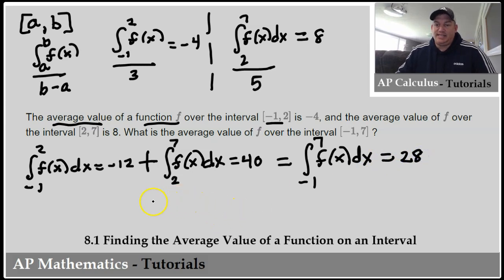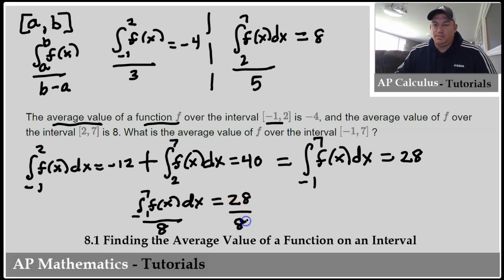Now we're going to take that statement, and since we have the integral value from -1 to 7 of f of x equal to 28, to find the average value on the interval -1 to 7, I'm going to divide the integral by 8. But I also must divide the 28 by 8 as well. So I get an average value of what we're looking for. Divide top and bottom by 4, and I get 7/2.